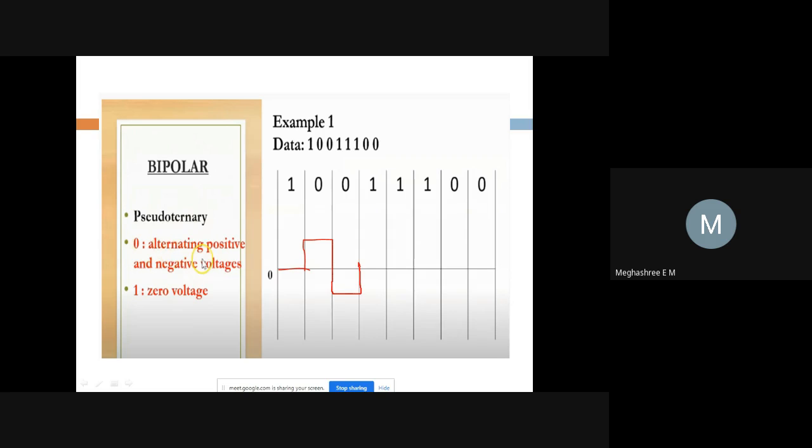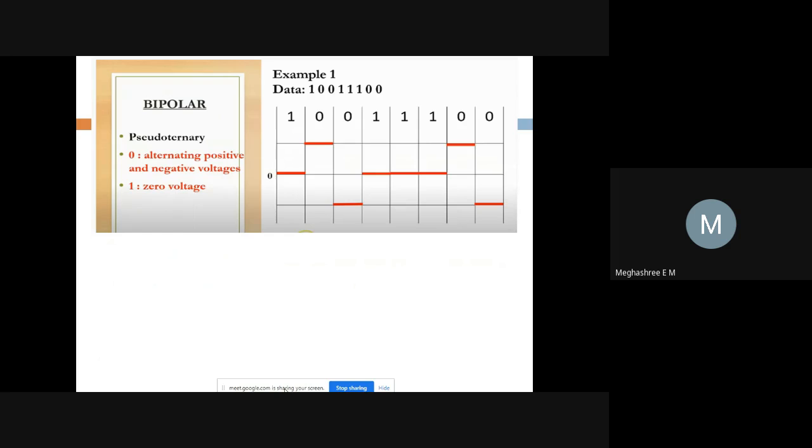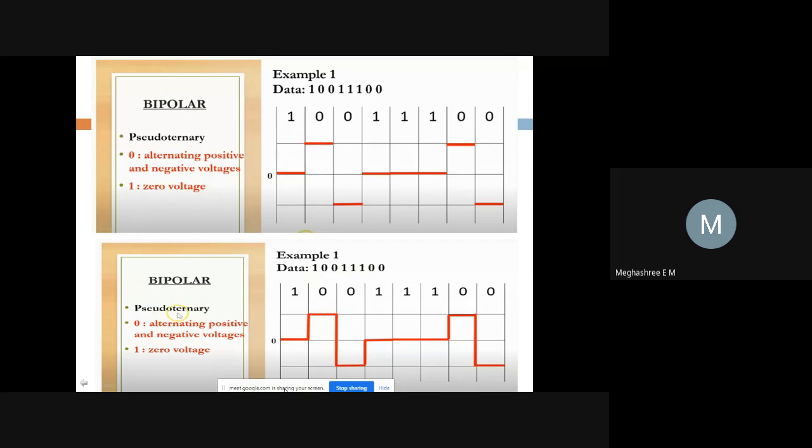Then 1, 0 voltage, again 1, it is 0 voltage, again 1, it is 0 voltage, again 0. Since you marked the last one at the negative side, move to the positive side and mark it. Again the next bit is 0, so move to the negative side. Fine. So this is the digital signal for this given digital data. That is what I have completed here.